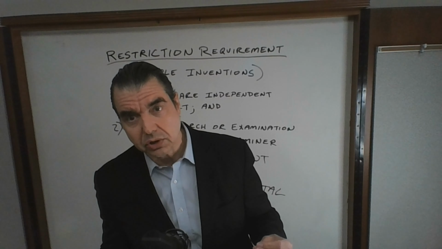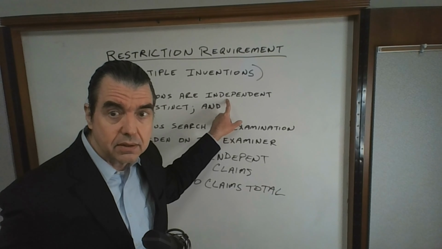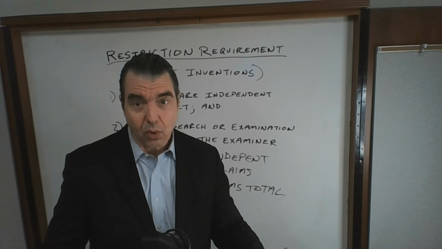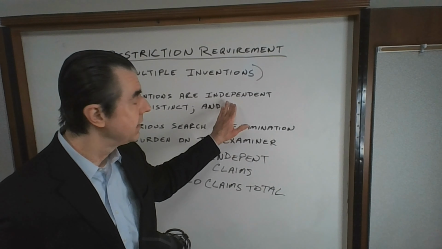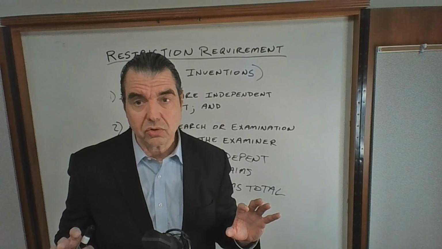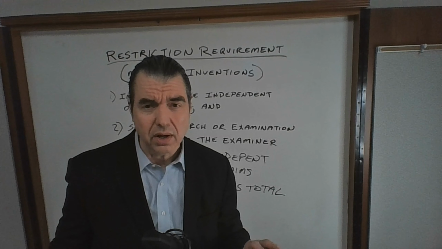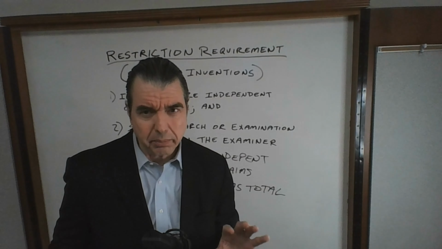Now, the restriction requirement, the word independent in the examiner's requirement for making a restriction requirement is a different independence. That independence means that the claims that the examiner is looking at are for inventions that can stand alone. The inventions are independent in and of themselves. So it's a little bit confusing.